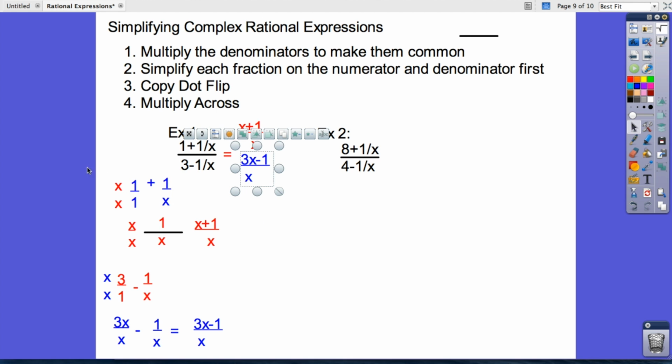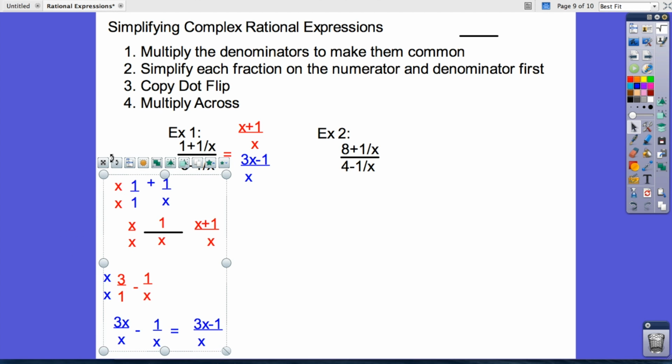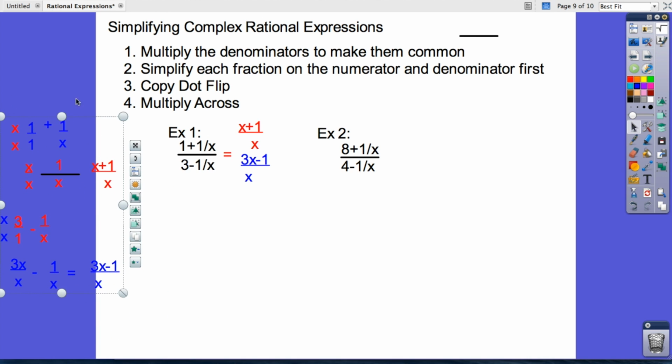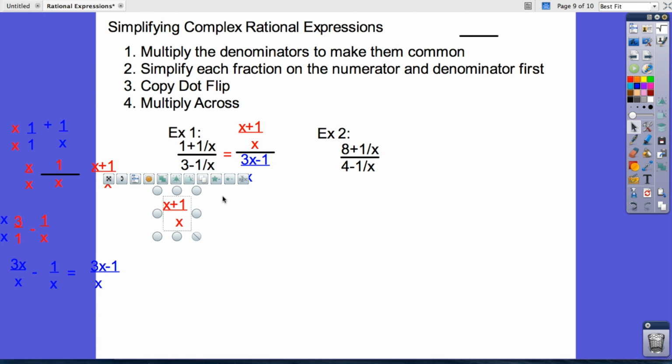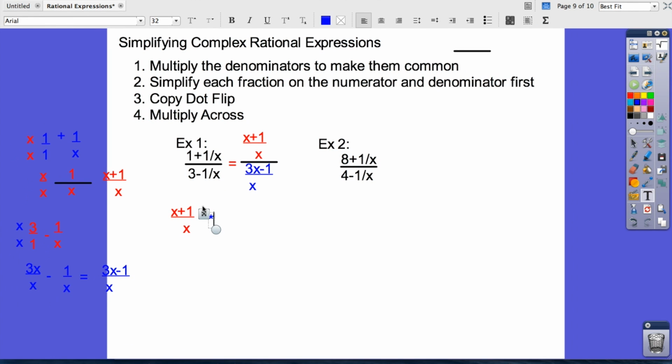So now we're going to solve the actual problem. So I'm going to move this over so it's out of our way. And now in order for us to solve this fraction, we have to copy dot flip. So now we're on step 3, so we're going to rewrite the whole first equation, so copy. We're going to change that division to a dot or multiplication. And then we are going to flip that second equation. So x divided by 3x minus 1.